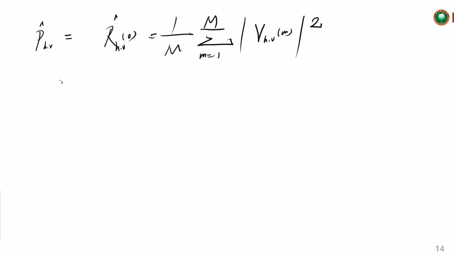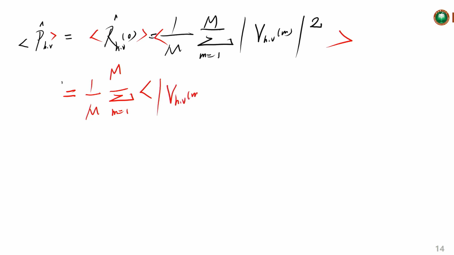We take the average on each. So it can be expressed as 1 to M average of this one. If the average is taken over a unit area, it can be expressed as the power density. So this is the expected value for it.